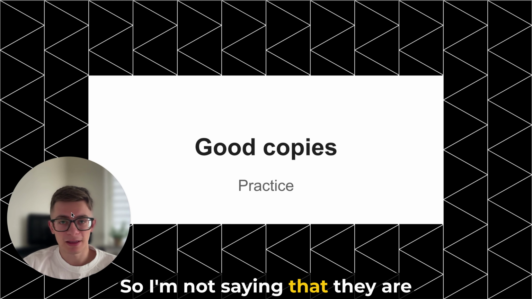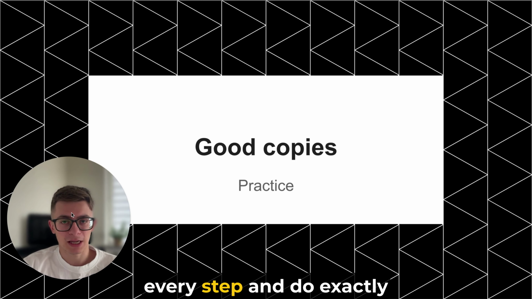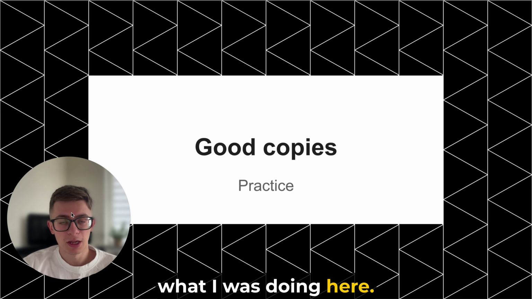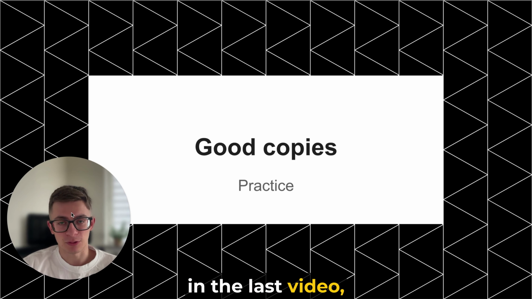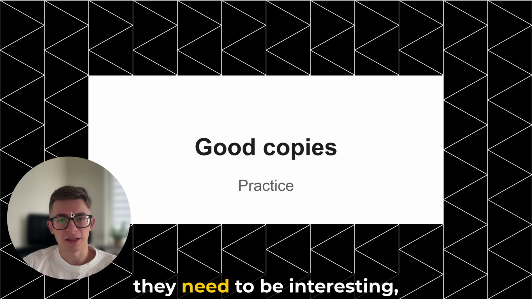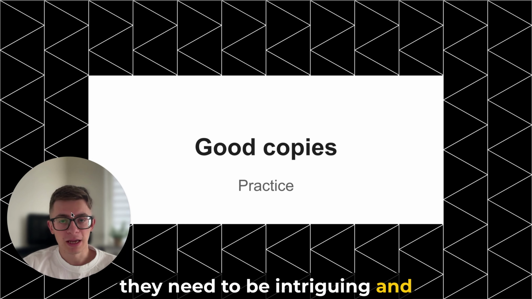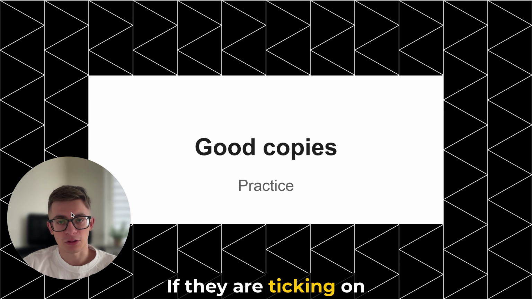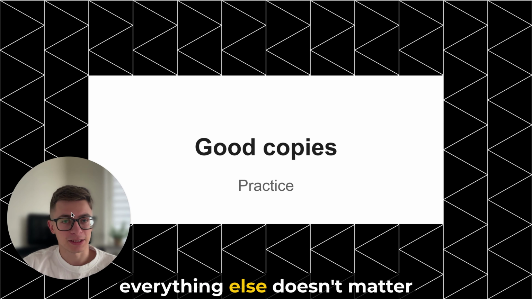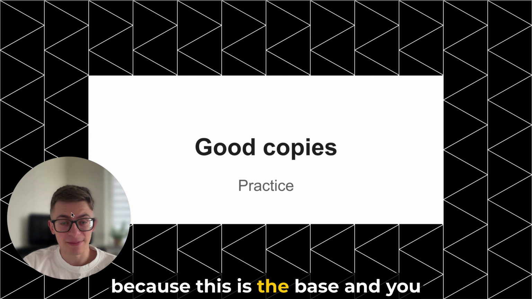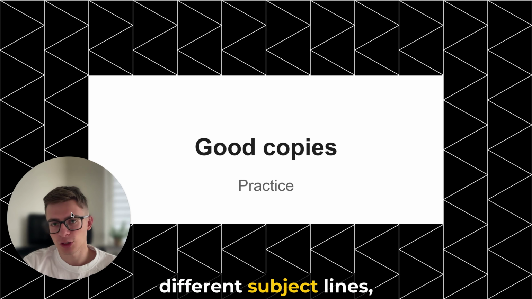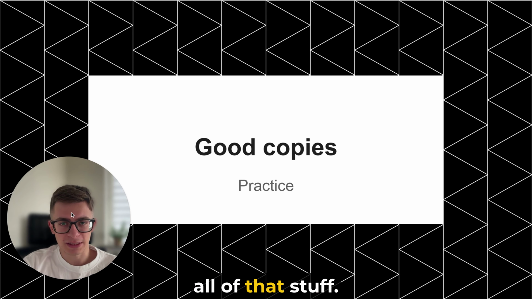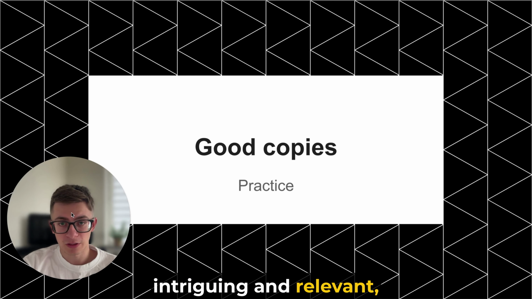So I'm not saying that they're golden and you should follow every step and do exactly what I'm doing here, but I just want to illustrate the basic ideas that we covered in the last video, which are: the emails need to be short, they need to be interesting, they need to be intriguing, and they need to be relevant. If they are ticking these three boxes, everything else doesn't matter, because this is the base and you can start adding different topics on top of it, different CTAs, different subject lines, different angles, all of that stuff. As long as those emails are short, sweet, intriguing, and relevant, you're good to go.